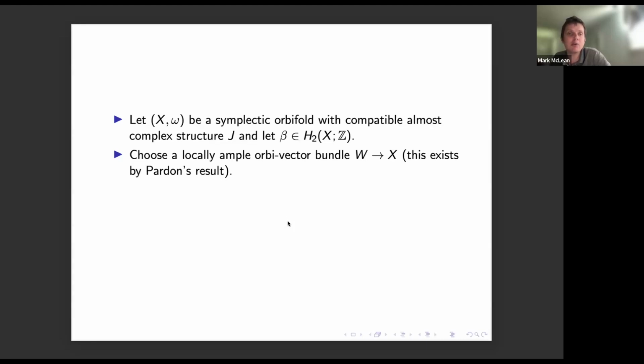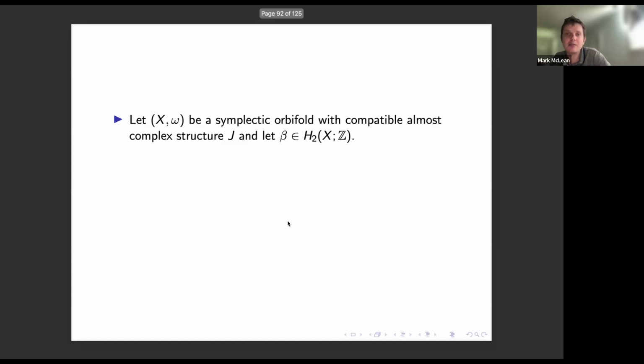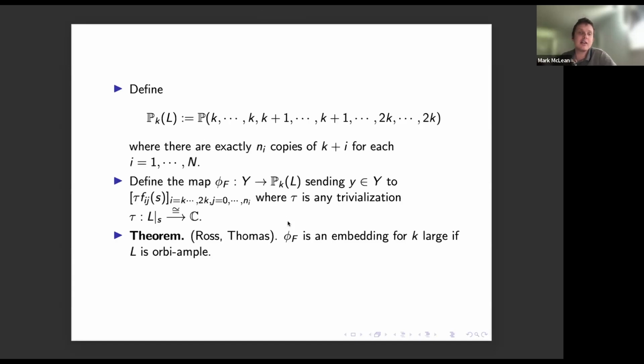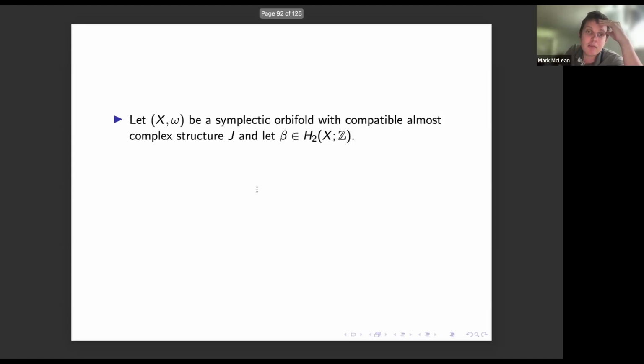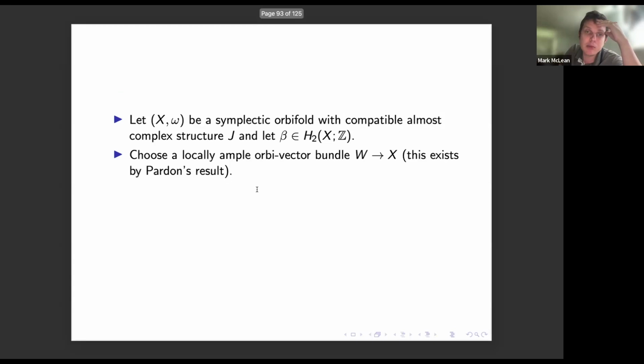So now you want to build your global Kuranishi charts, and the basic idea is, instead of using framed curves, instead of using framings in the old sense, you use framings in this new Ross-Thomas sense. So you have your symplectic orbifold.